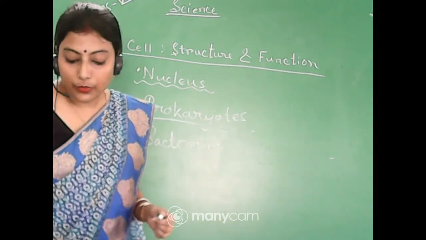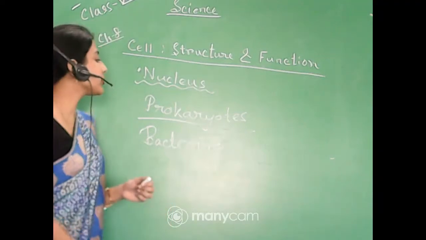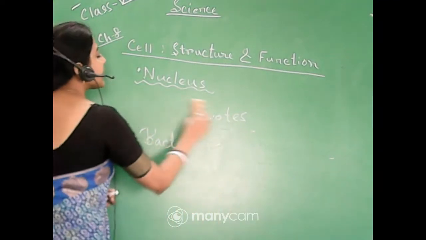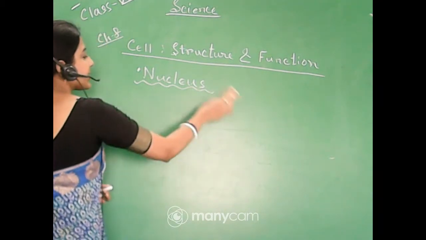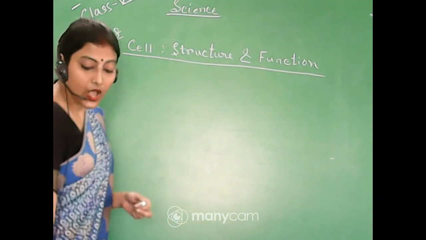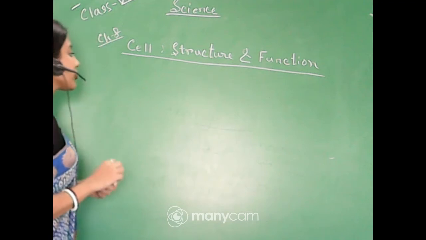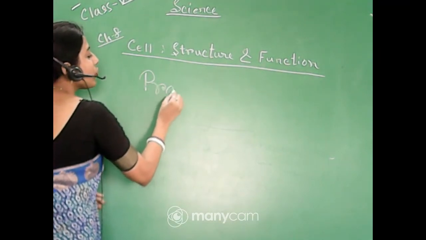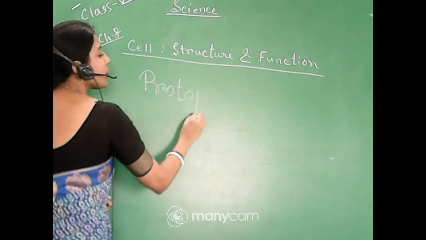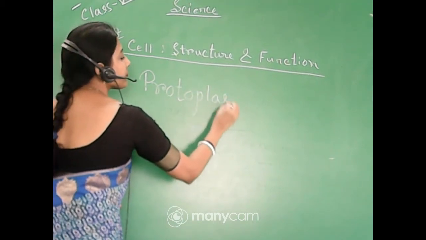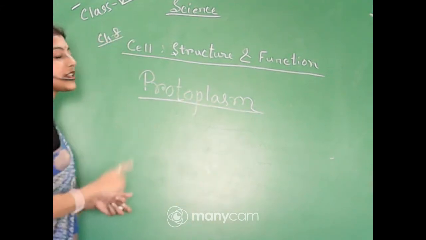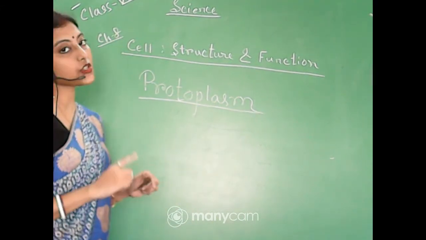So we will be moving to the last portion of the chapter, which is the difference between the animal cell and the plant cell. And there is another topic which I have missed, that is the protoplasm. Now what is the protoplasm? So protoplasm is the living component of the cell.